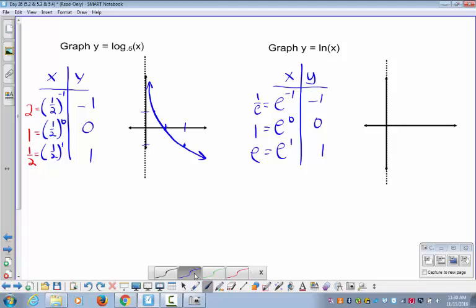All right, so the first number is about 1/3, negative 1. Second number, 1, 0, second ordered pair. And then the third ordered pair, e, 1. So about 2.7, 1. So logarithmic growth, very slow. We're up at a y value of 1 when we reach e on the x-axis.